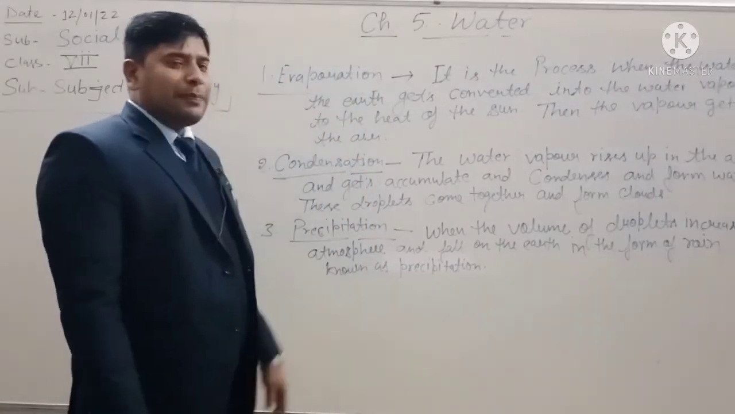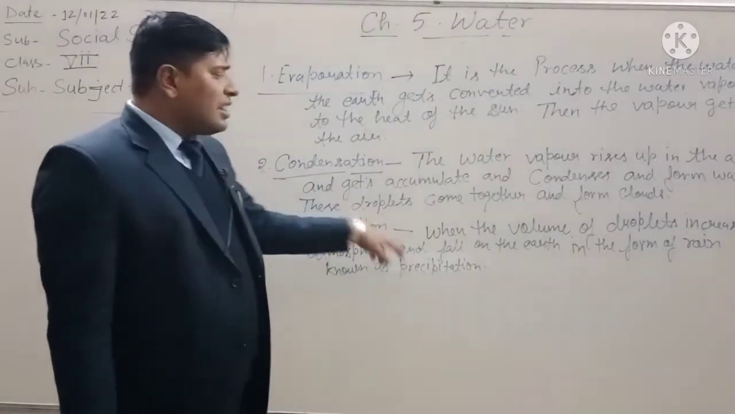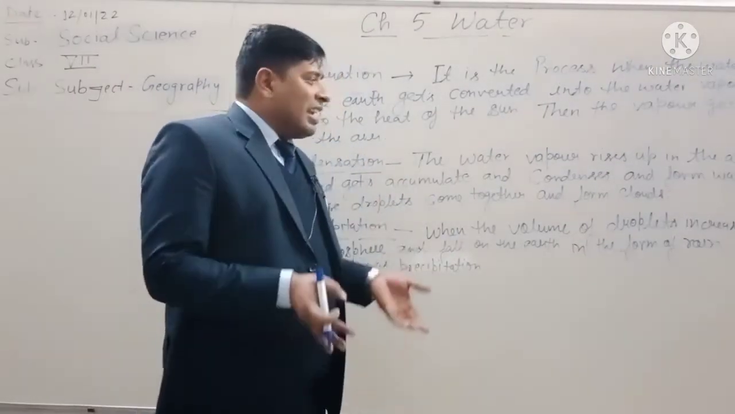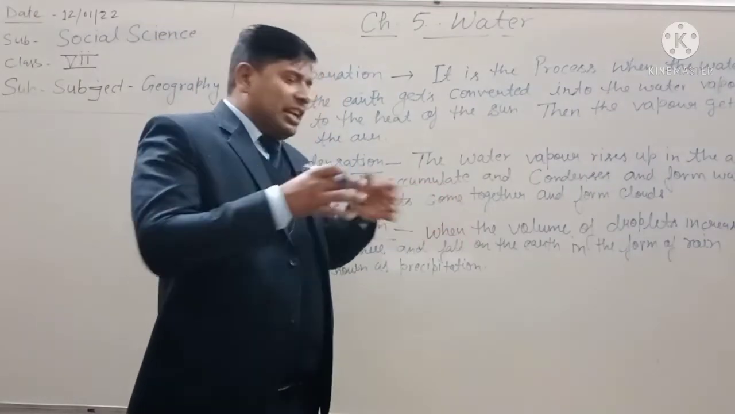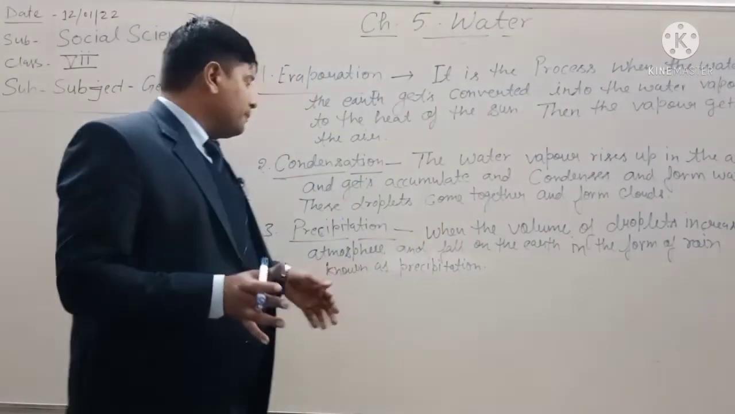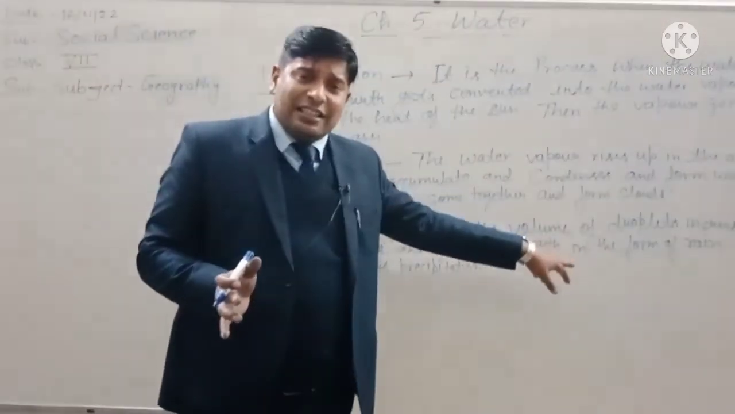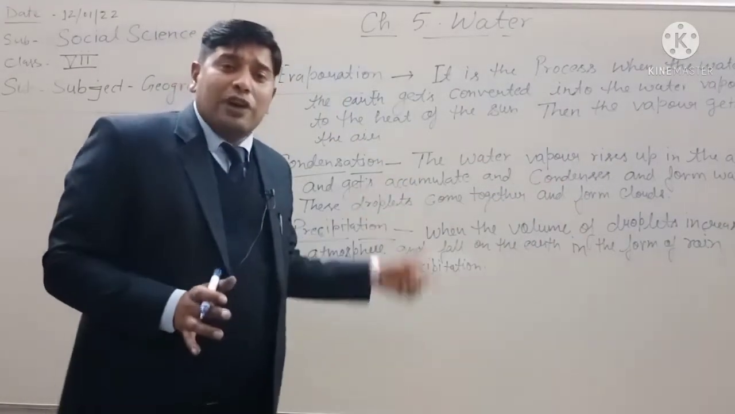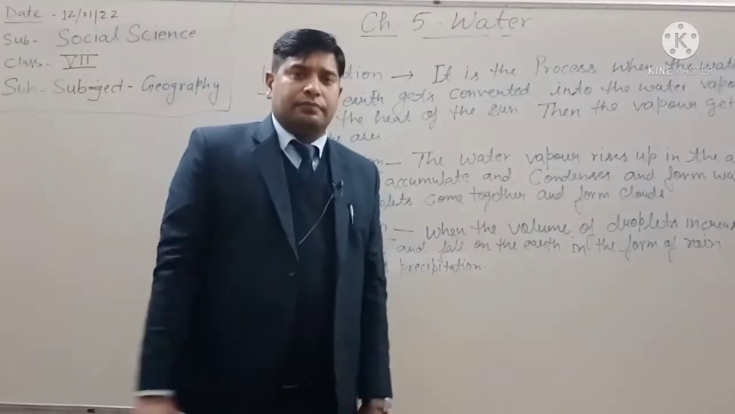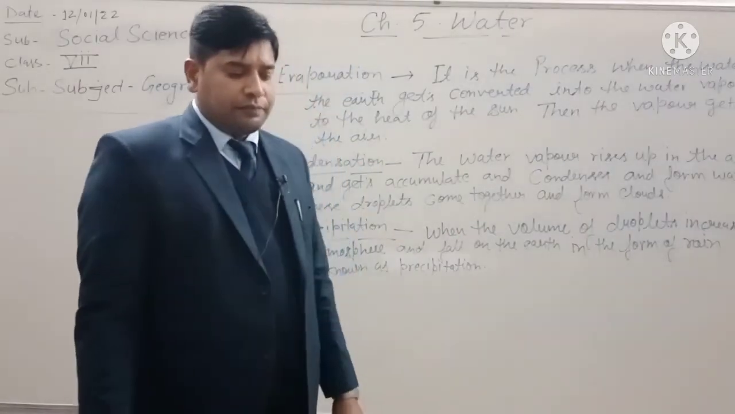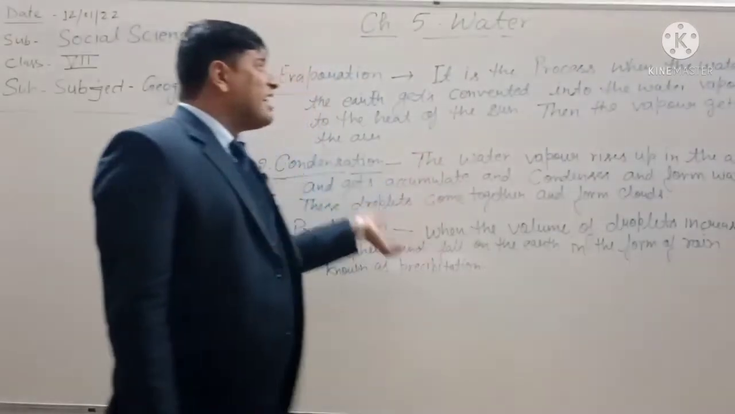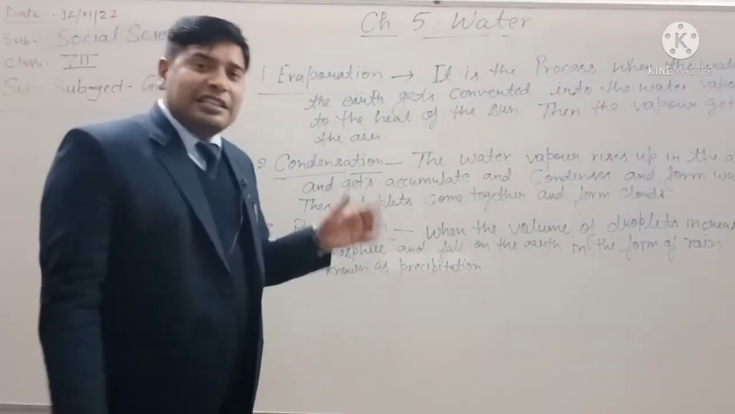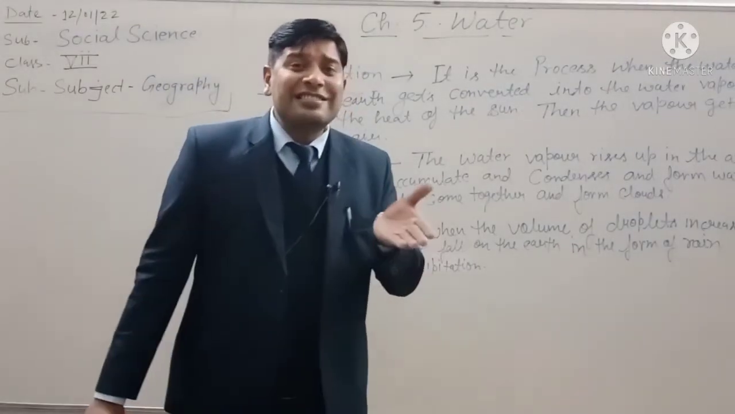Students, what is precipitation? Precipitation, when the volume of droplets increase in the atmosphere and fall on the earth in the form of rain, it is considered or known as precipitation. Students, these are the basic processes of the water cycle. Under this process, the water cycle happens.